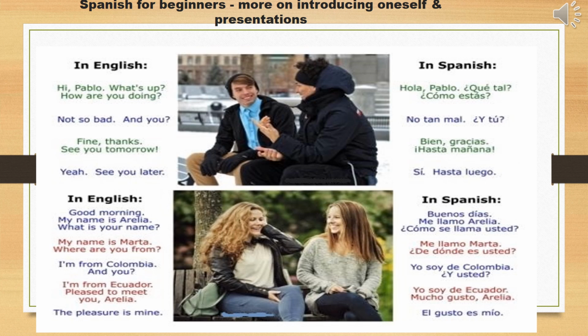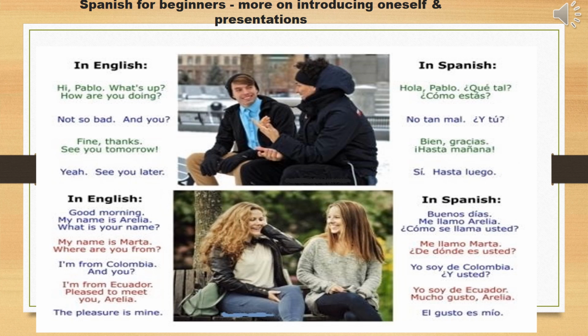"Fine, thanks. See you tomorrow." "Bien, gracias. Hasta mañana." "Yeah, see you later." "Sí, hasta luego." So that "sí" can be yeah or it can be yes.